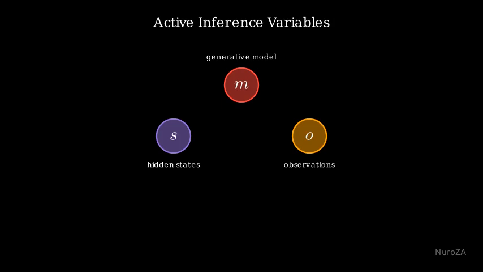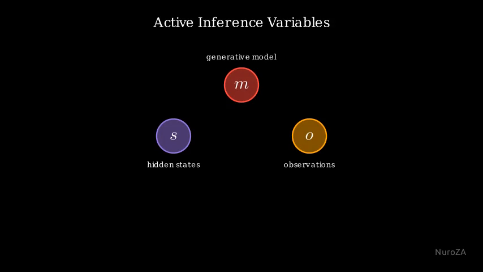What we're trying to find is P of S given O and M. In other words, given that we've made certain observations O and we're working under a particular generative model M, what can we infer about the hidden states S? This is called the posterior distribution over hidden states. Now here's the key insight.